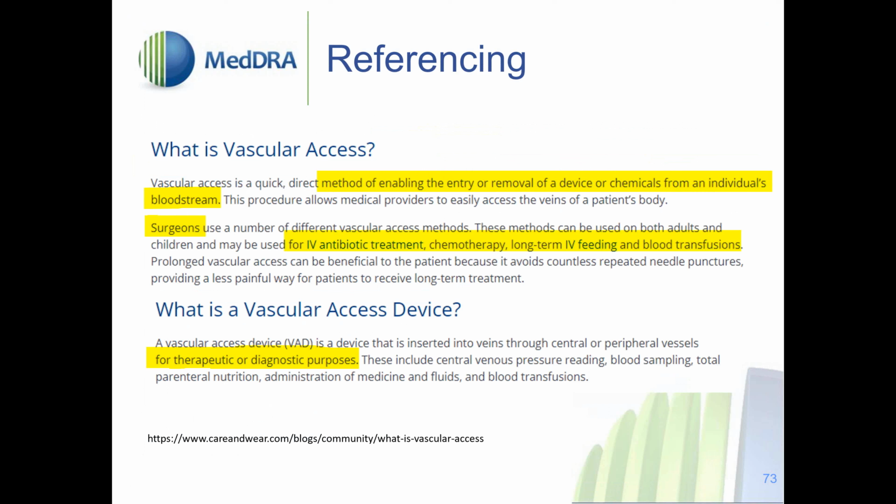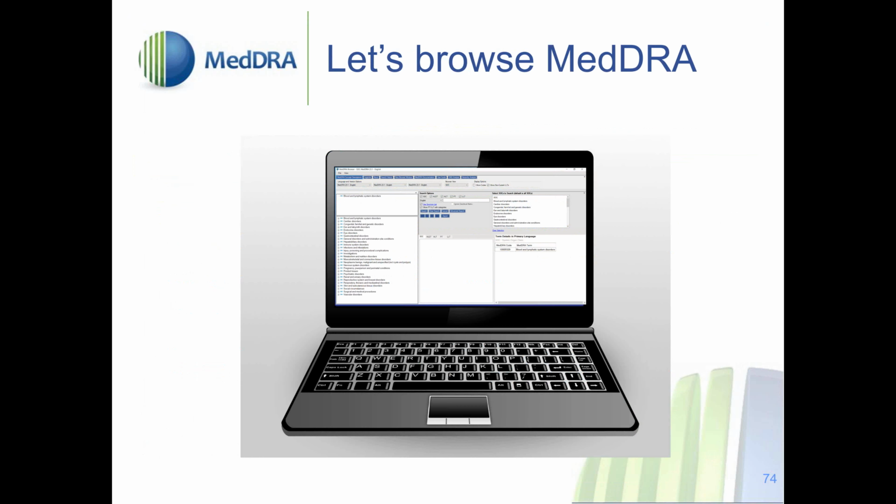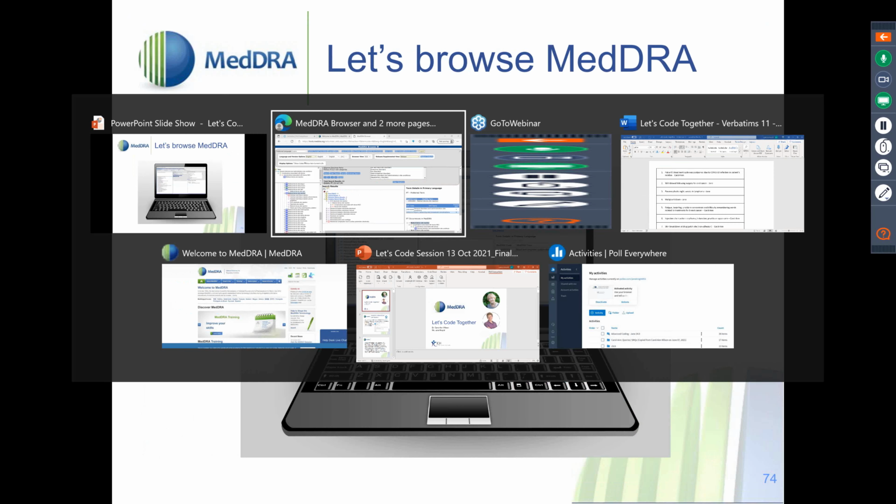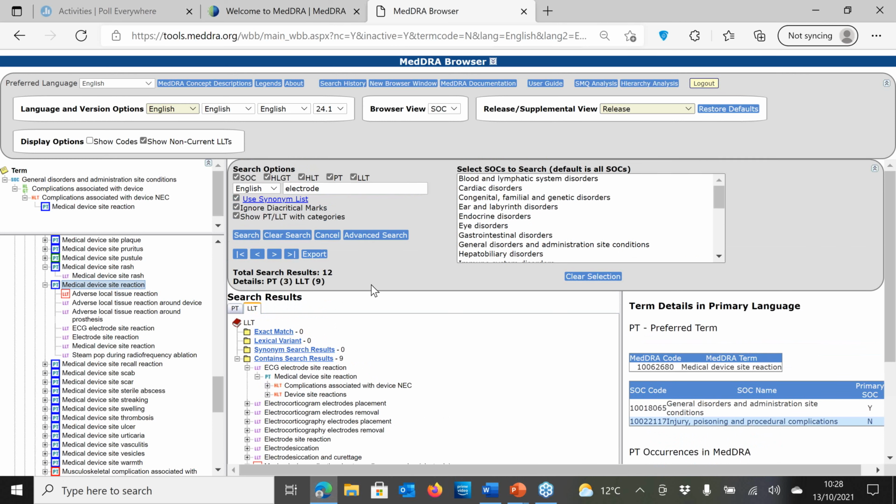Vascular access seems to be more related to giving of drugs, and a vascular access device is something that might be a more permanent or semi-permanent fixture. So of those, I think I prefer the venipuncture. Let's have a look at the hierarchy of these terms and see.